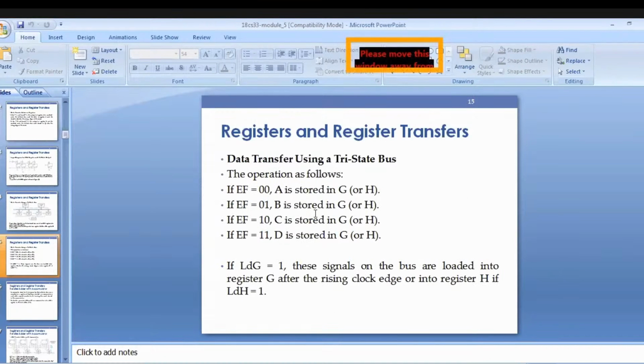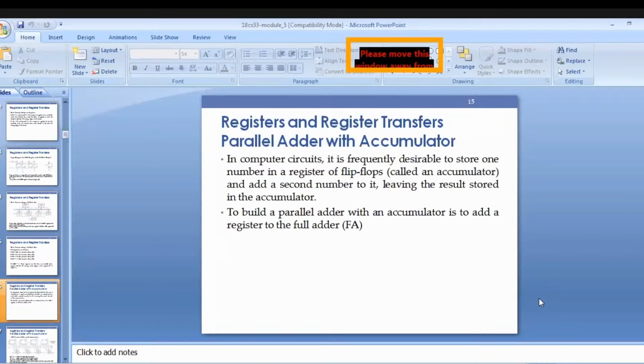In the same way, if you are transferring using tri-state, if E and F are equal to 0, 0, it will be stored in register A, and it goes through register G and register H. Suppose if EF is equal to 0 and 1, that data will be stored in B, also through G and H. In the same way, you can see the others while receiving the data. If the load G1, the signals on the bus are loaded into the register after the rising clock edge, also into register H. In the same way, you can use a register in the parallel adder with accumulator.